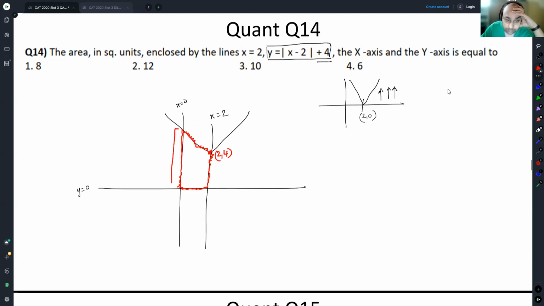What will be this length, if we have to figure it out? Can you see it is going up at the rate of 1, and it has traveled 2 steps. So this will be 6. This length is 4. This length is 2. So the area will be half into 2 into 6 plus 4. Cancel, cancel. Gives me 10. Option 3, 10.